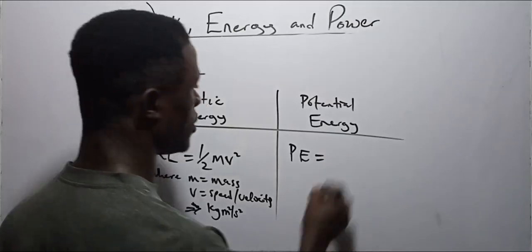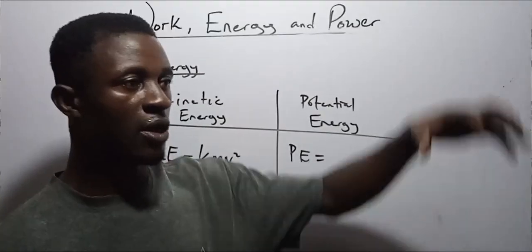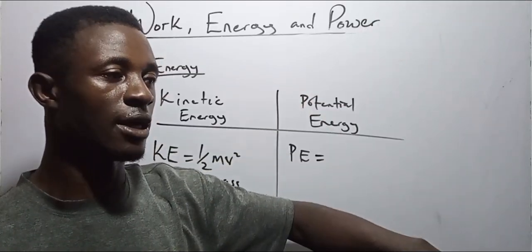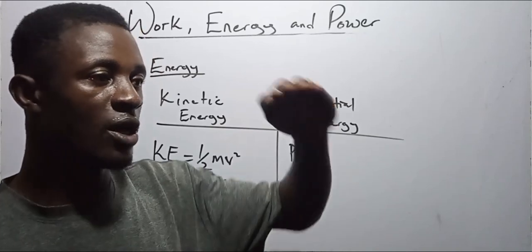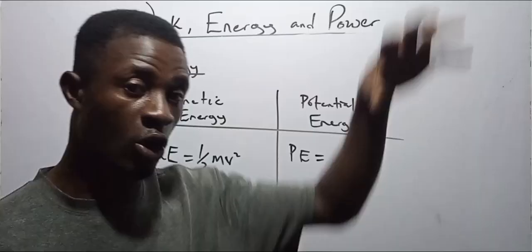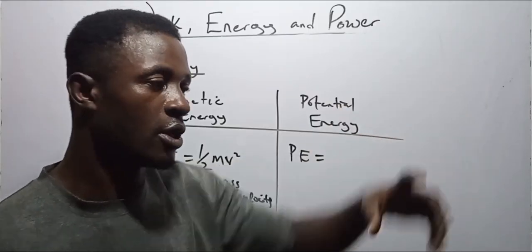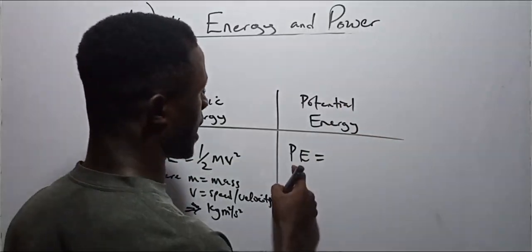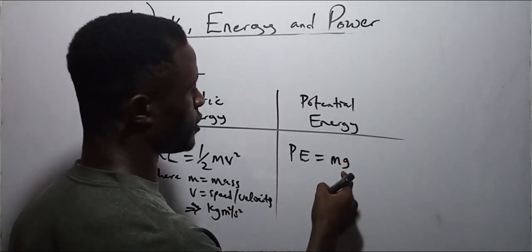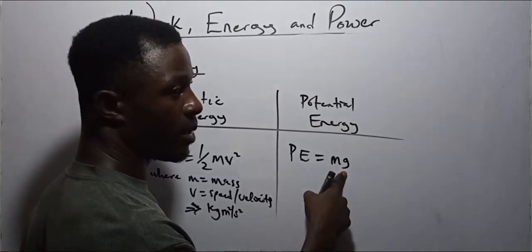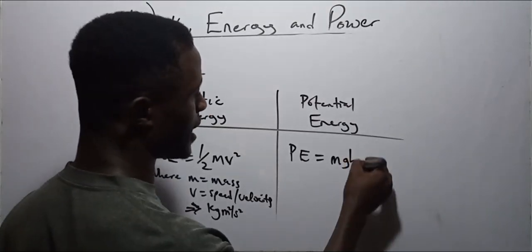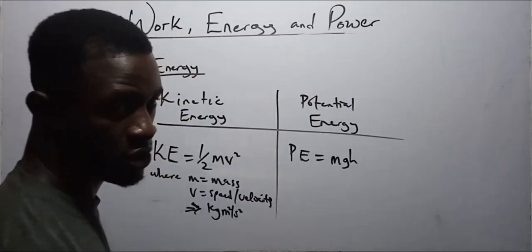Gravitational potential energy. I was explaining the other time that when an object is at this height to the ground and another object is at this height to the ground, by the time they fall to the ground, the one at the higher height is going to do more work than the one at the lower height because of their different positions. So I can calculate the potential energy of an object by using its mass, multiplying it with the gravitational field strength and the height. This g is acceleration due to gravity.